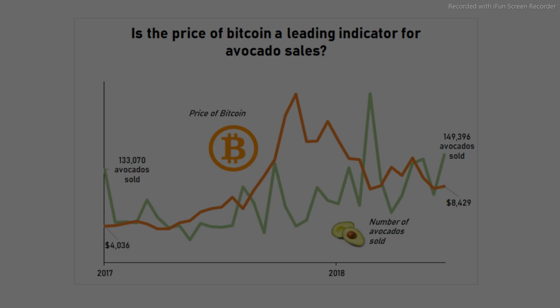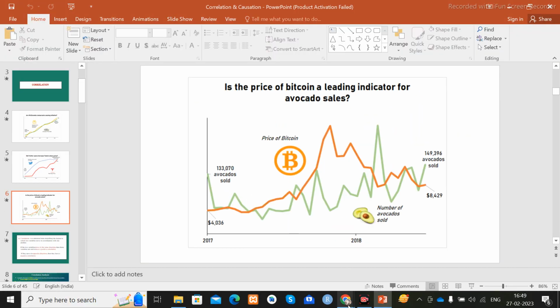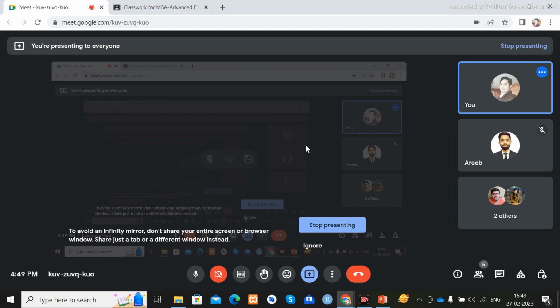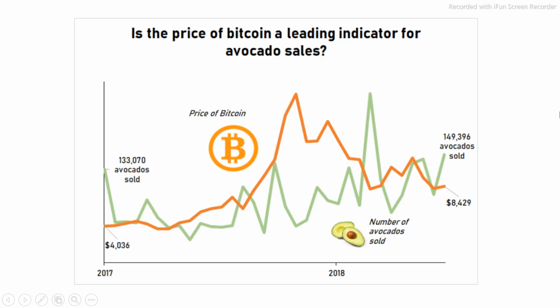Okay, so one more example, you can say the visuals. Is the price of Bitcoin a leading indicator for avocado sales? As the price of Bitcoin is increasing, you can check whether the avocado sales are increasing or not.